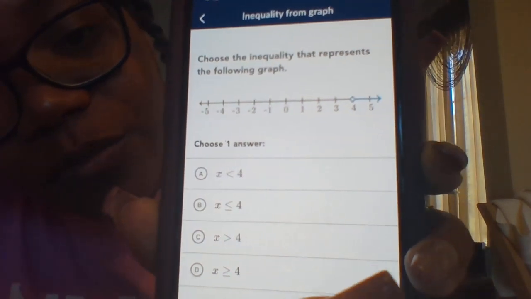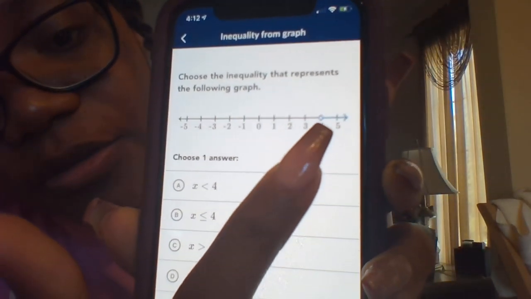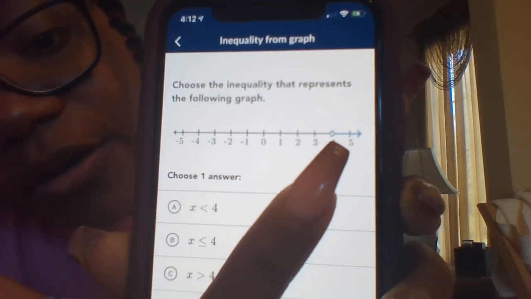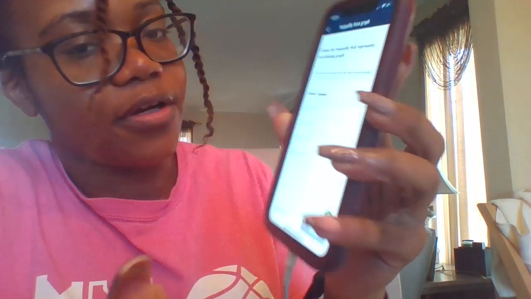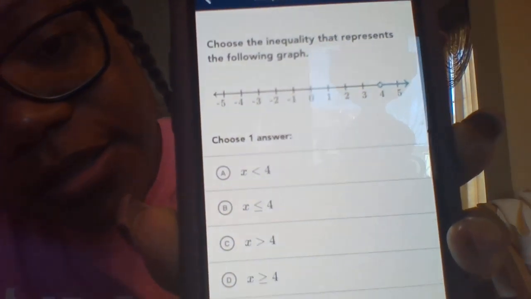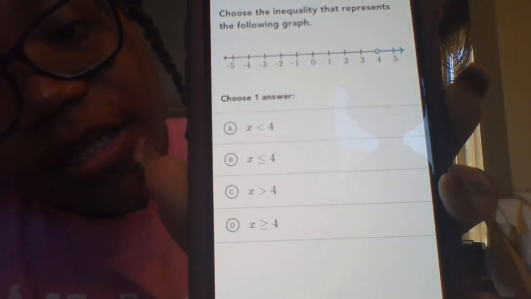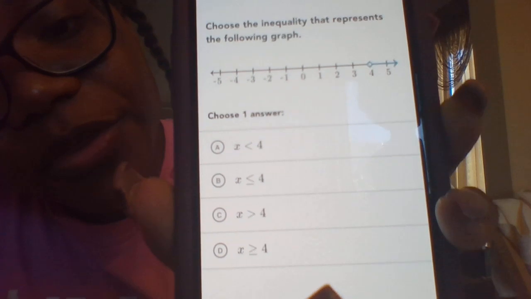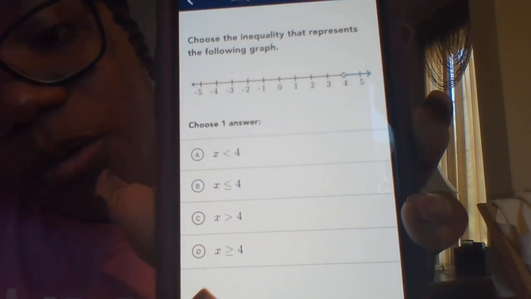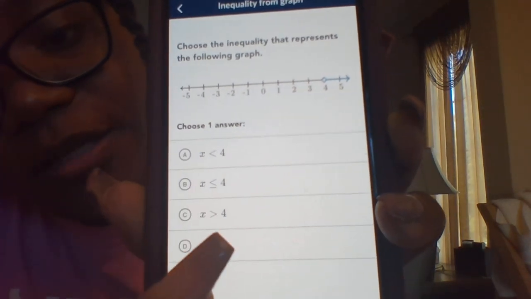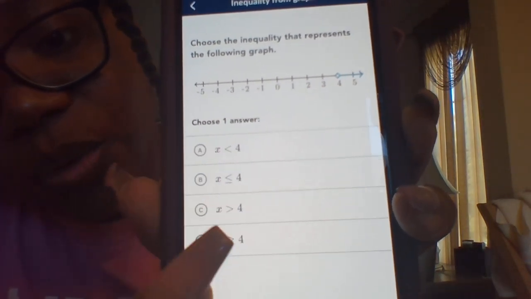So we have this graph with an open circle at 4, right? And it is going to our right, I believe. Let me verify, yes. It is going to our right. So that means we need the number 4. All of these have the number 4. We have an open circle. So because our circle is open, we're going to look for the inequalities that don't have this line underneath. So that's either A or C.